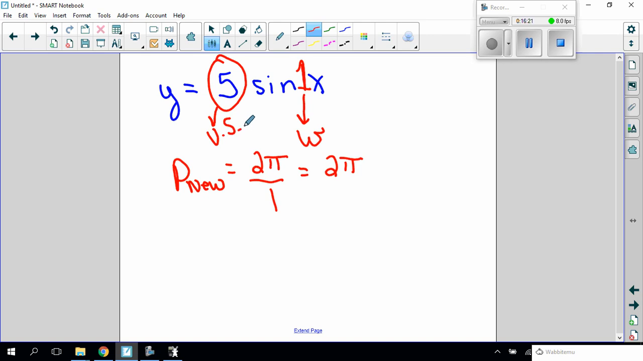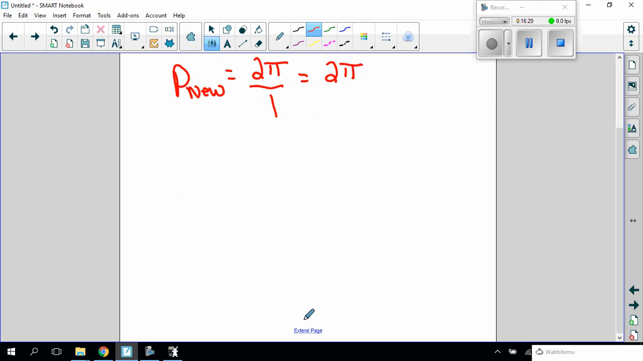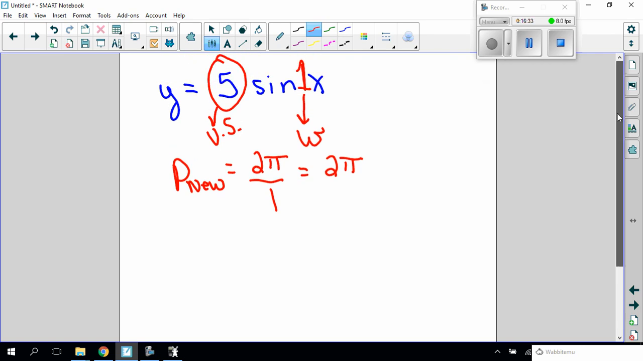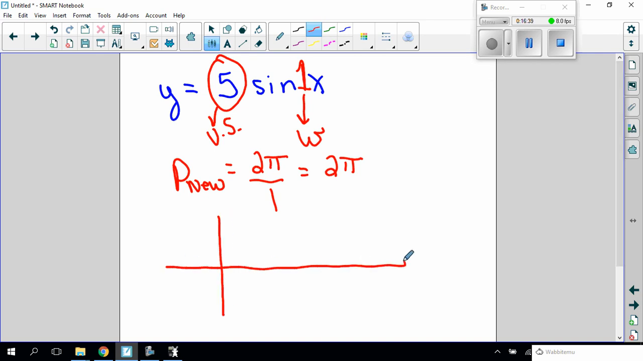Now, there are 2 ways to do this. We're going to teach you the fast way first, and then we'll actually teach you what's going on. So, all you have to do is graph the sine, like you always do, and make sure the vertical scale is 5. So, ready? 1, 2, 3, 4, 2 pi. Tick high, tick low, graph sine.